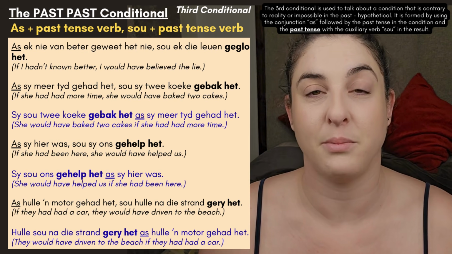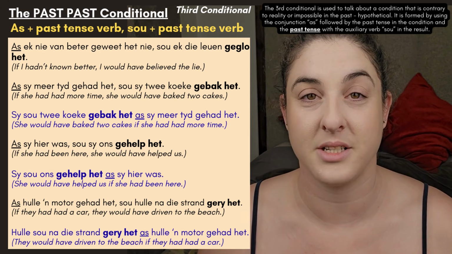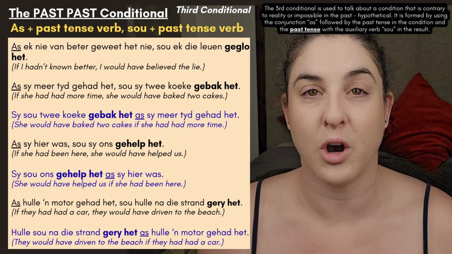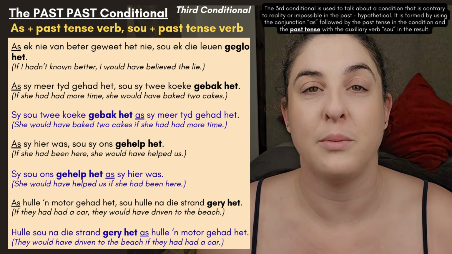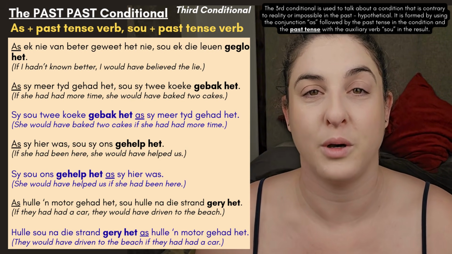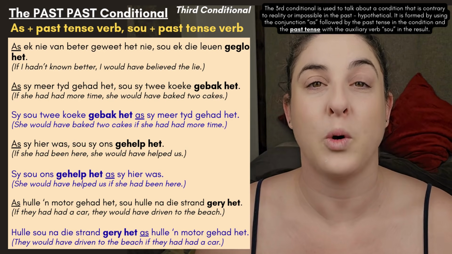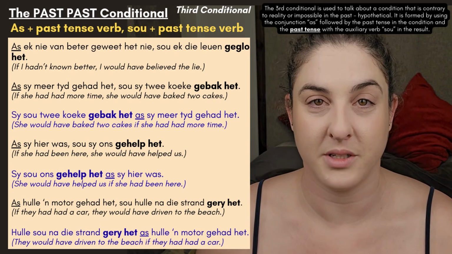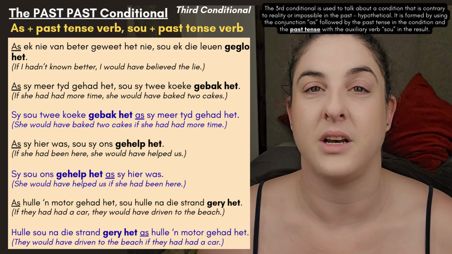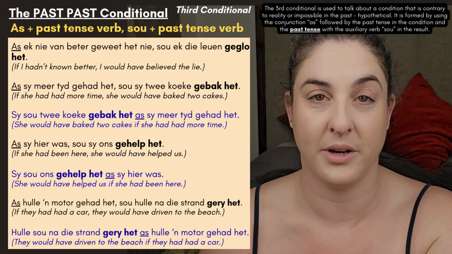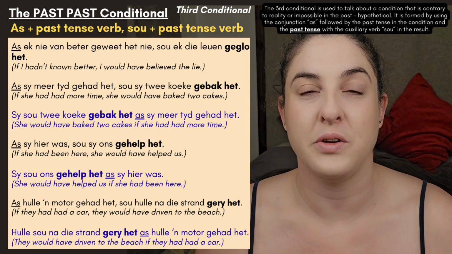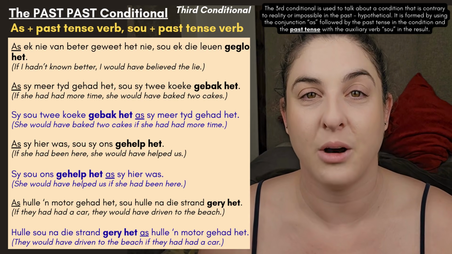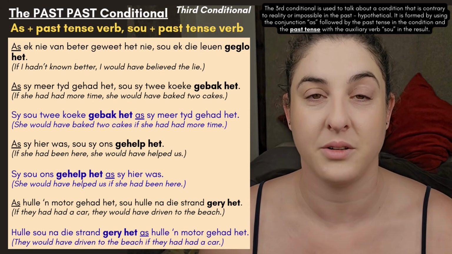All right, so you look at the first part with the "as". That is "as" plus a past tense verb, same as the second conditional. And then after the comma, you have "sou", also the same. But now the verb that you couple with the auxiliary verb "sou" is also the Afrikaans past tense verb. So it's just past tense on the one side and also past tense after the comma. And I use the same sentences that I used for second conditional so you can see how it differs. So you can compare the two.